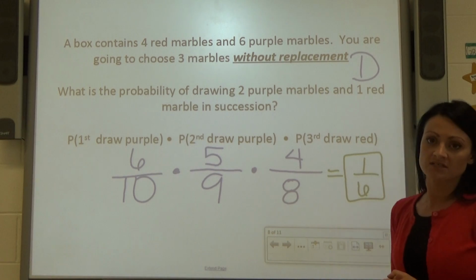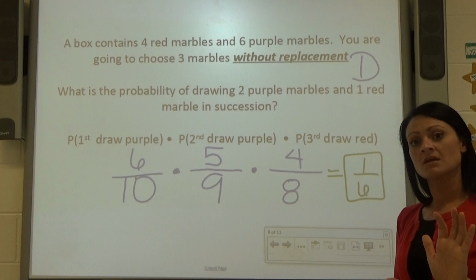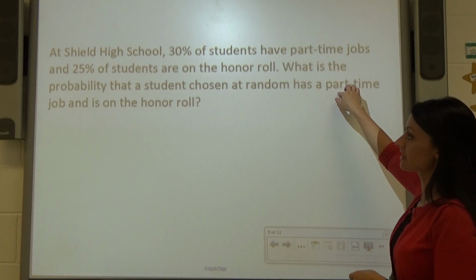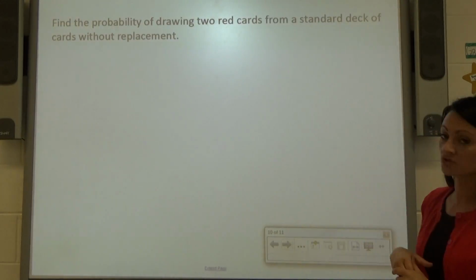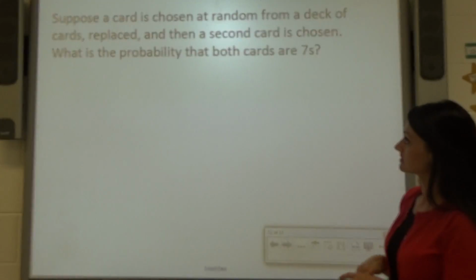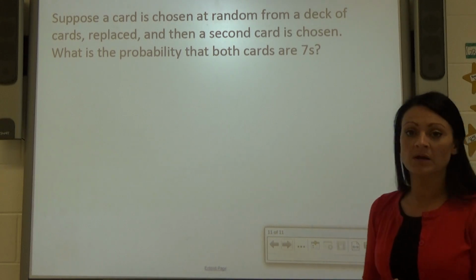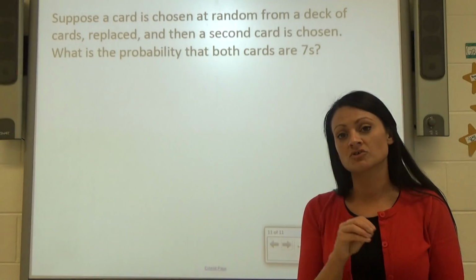The other questions on the guided notes, I'm going to let you try at home. Make sure that you work through those. There is a question about Shield High School. There is a question about drawing 2 red cards without replacement. And there is a card being chosen at random and finding the probability of them both being 7s. Those 3 questions I want you to try without me.